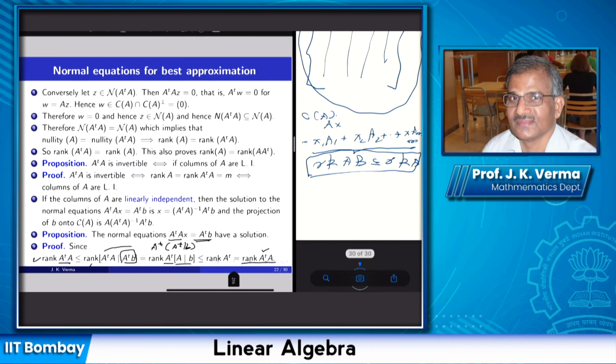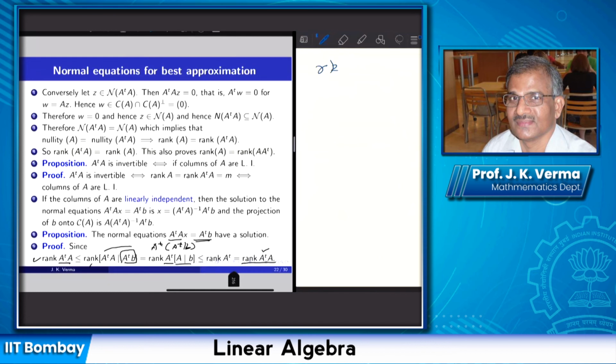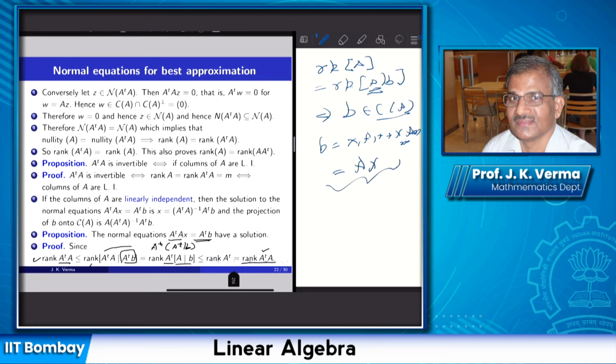Once the augmented matrix and the given matrix have the same rank, this means B is in the column space. B is linearly dependent on the column vectors of A. Once B is in the column space, B equals some x1 A1 plus up to xm Am, and therefore this is equal to AX. So there is a solution. There is a solution of the normal equations. So normal equations will always have a solution.